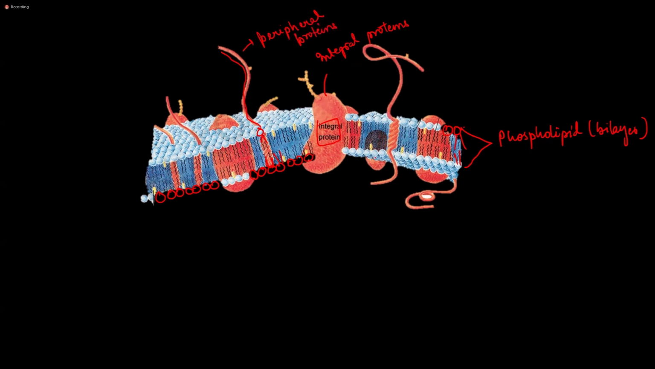Okay. Apart from peripheral proteins, what else can you see? You can see these yellow structures, right? What are these? These are cholesterols. Cholesterols are also a kind of lipid. Okay. But is cholesterol present in all kinds of cell membranes? The answer is no.